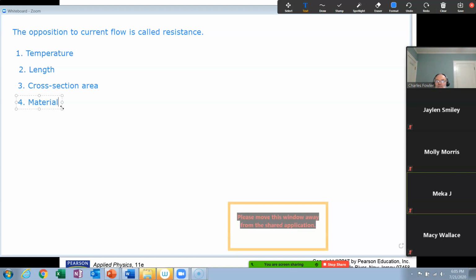So that's number four, the material. Copper has very low resistance. If you made your filament out of copper, you wouldn't get any light because it conducts electricity very easily. It doesn't get hot, so it won't glow. Tungsten, however, has a very large resistance, and it gets hot very easily, and the heat is what makes it glow, and that's why it's called an incandescent light bulb. So the material was a greater resistor, not as good a conductor.